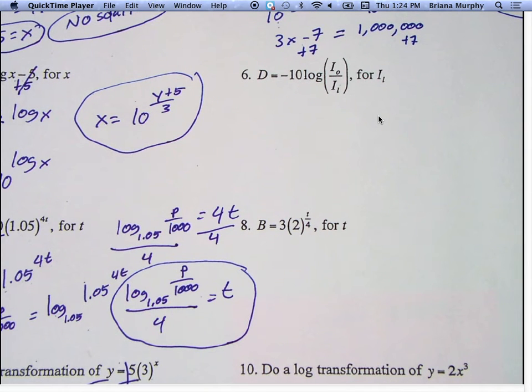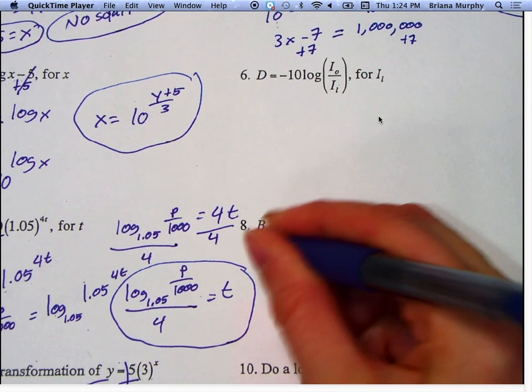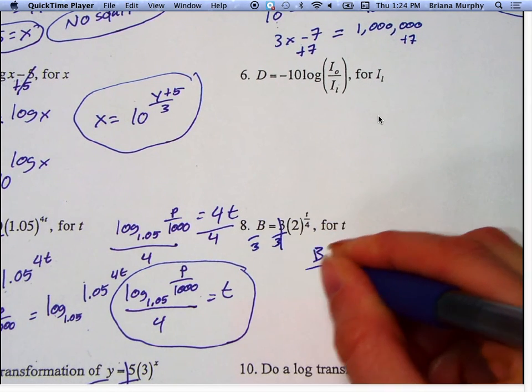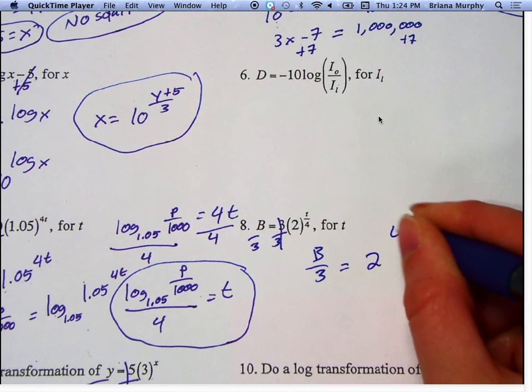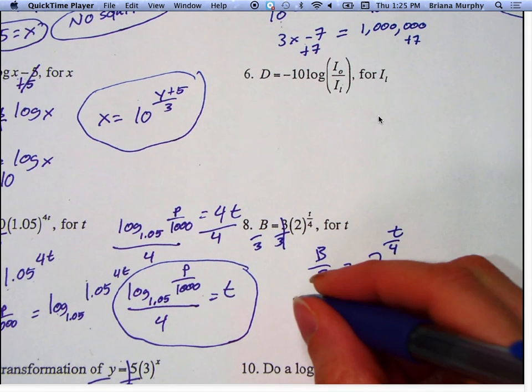What's the first thing you guys did? Divide by 3, perfect. B over 3 equals 2 times t to the 4th. What do I have to do at this point? Log. Log of what? 2. Log base 2.